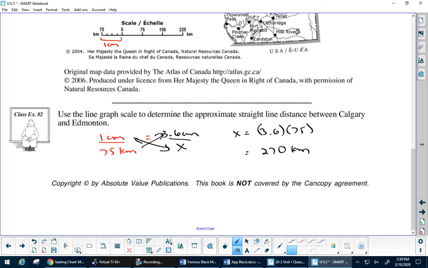And that's how maps worked back in the day. All the map is, is a scaled down diagram, right? You have to know math to read maps.